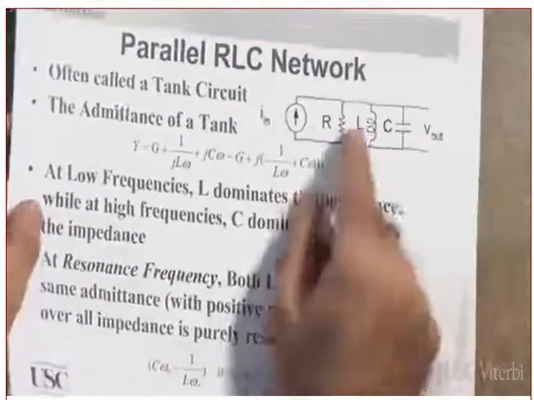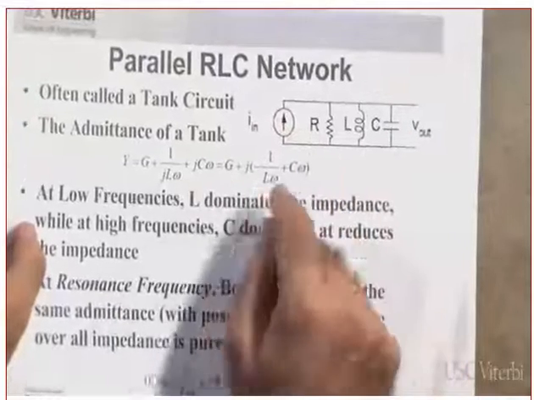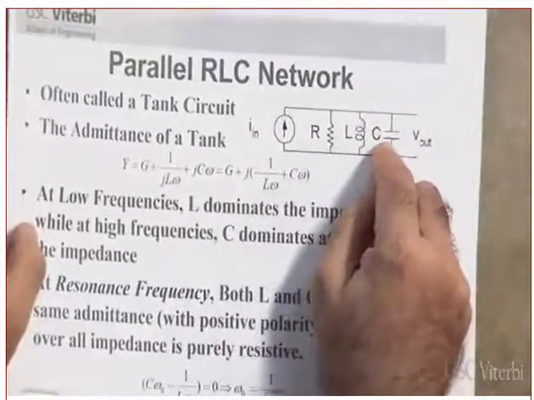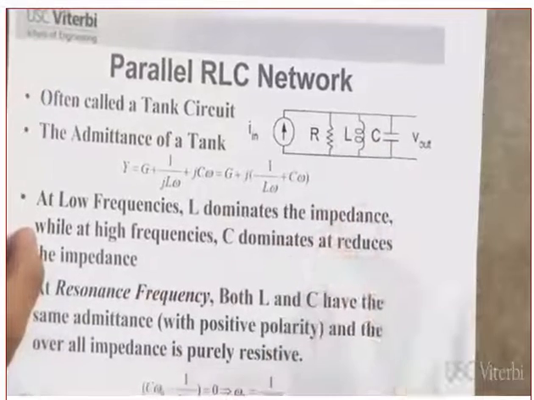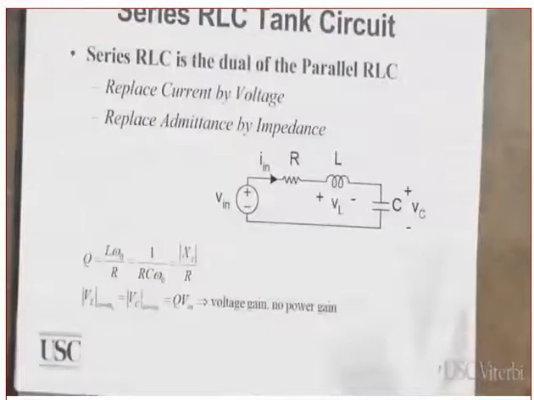Now, again, as I told you last time, when you deal with a parallel circuit, it is easier to use admittances. So when we say an impedance is an open circuit, it means admittance is a short circuit. Impedance and admittance are inversely proportional. Clear? Okay.